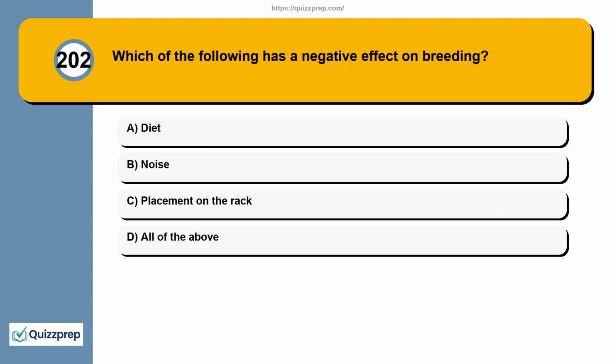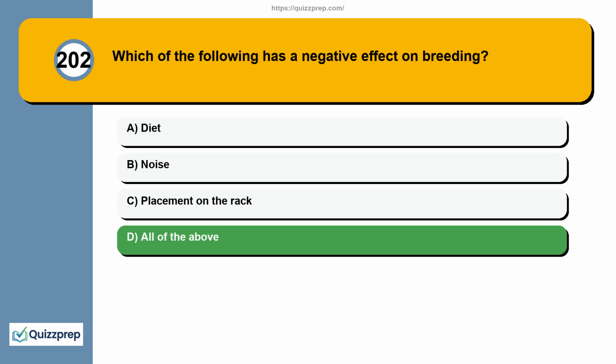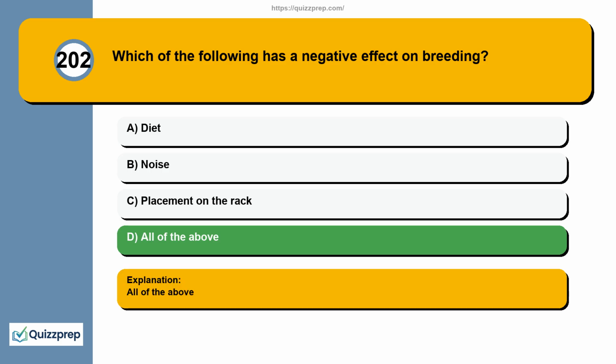Question 202. Which of the following has a negative effect on breeding? Option A. Diet. Option B. Noise. Option C. Placement on the rack. Option D. All of the above. The correct answer is option D. All of the above.